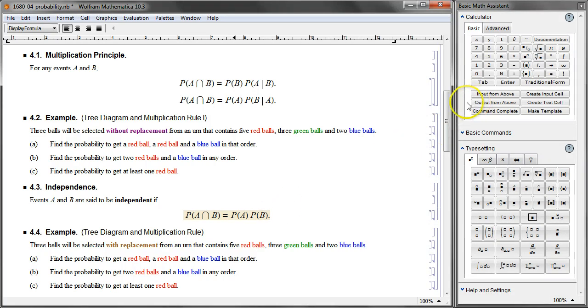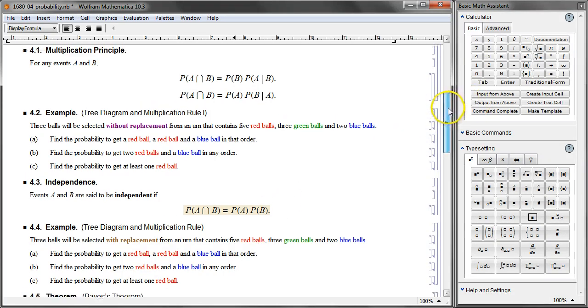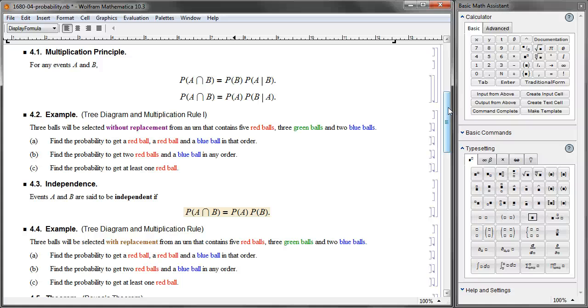Here is an example, example 4.4. 3 balls will be selected with replacement this time. So what do we get? Get a ball, record the color, put it back in, shuffle it, and get the second ball, record the color, put it back in, and repeat this.